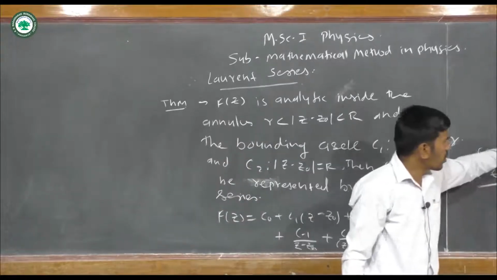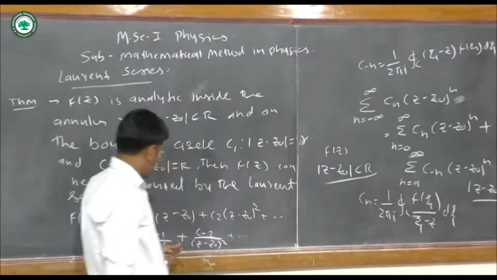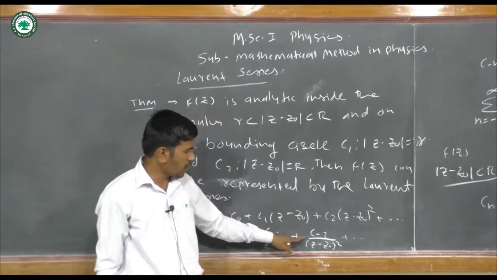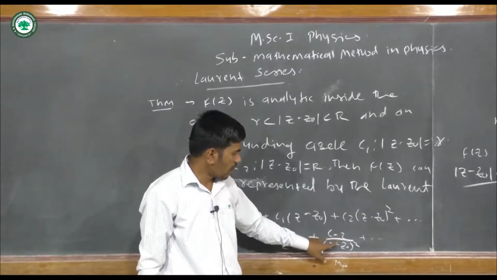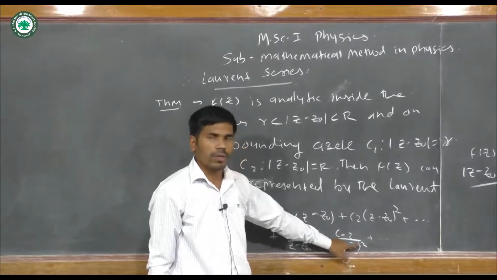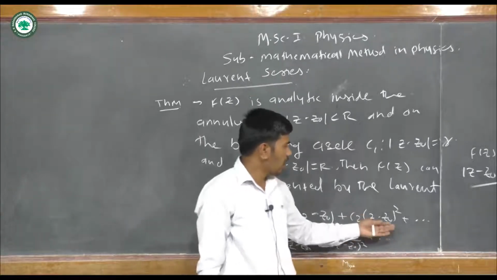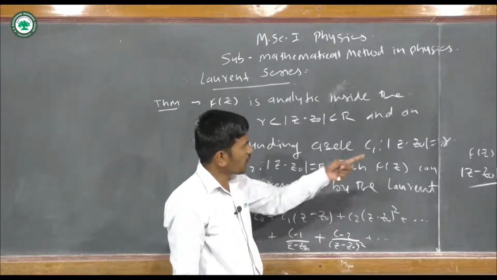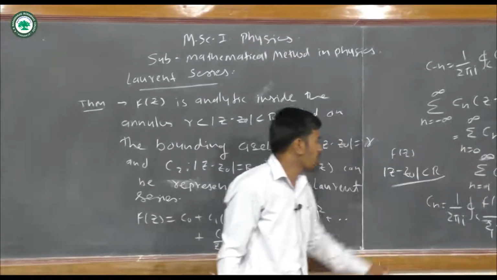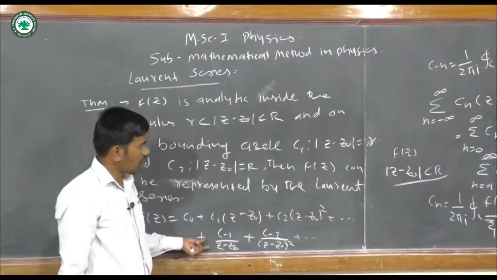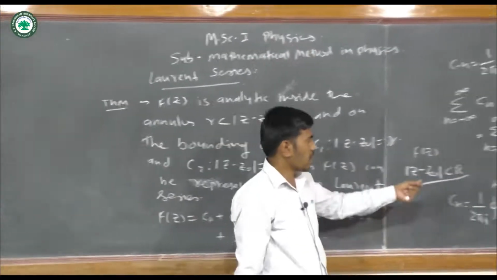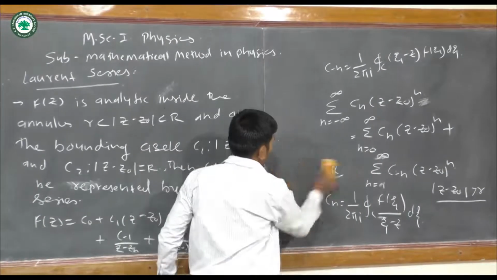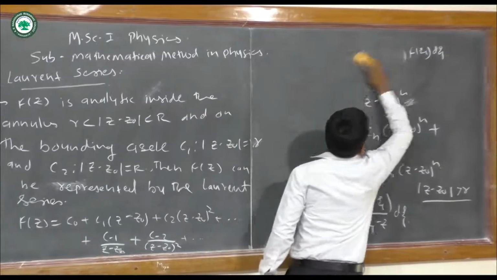Okay, so for this you can expand like this: (c minus 1)/(z minus z naught) plus (c minus 2)/(z minus z naught) whole square plus so on. Okay, so here we can expand up to the n terms. So this expansion is for the first series, and this expansion is for the second one. Okay, so this is just the introduction part of this theorem.